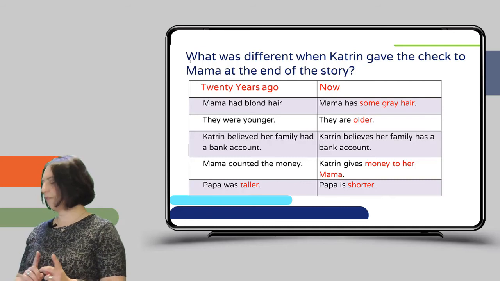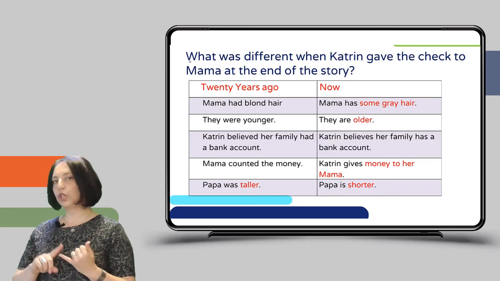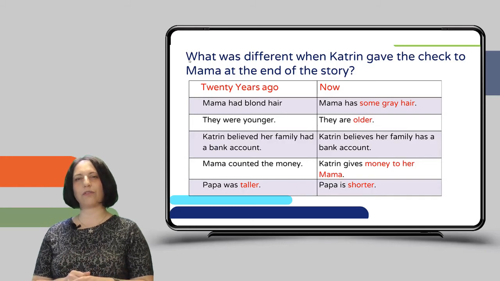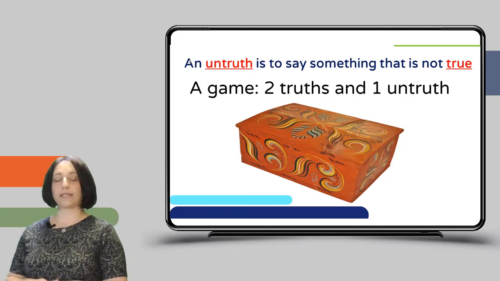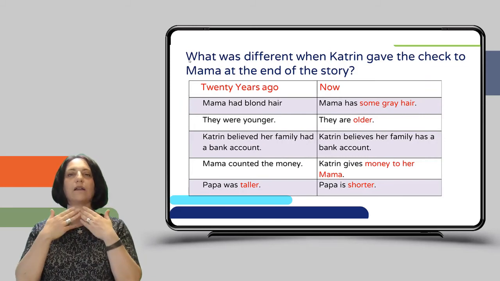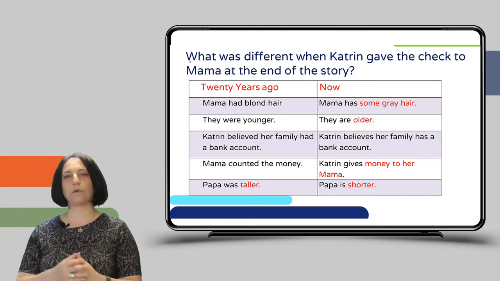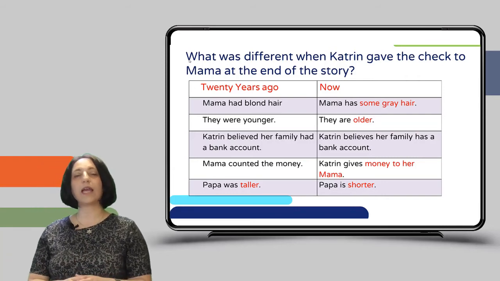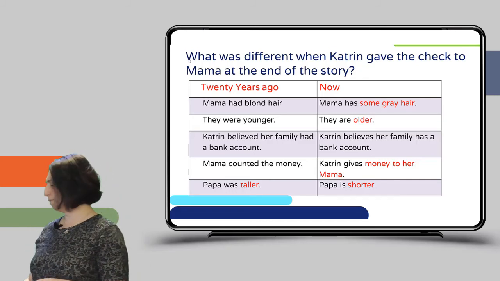Is there something that we can see in some of these words in red? Have a look. Taller, shorter, older. What is special about these words? Can you see something special about these words? Right. Let me just go back. What is special about these words is they're talking about more. Papa was taller than he was before. Papa is shorter than he was before. Okay? So sometimes when we want to talk about more, we put ER on the end of the word.